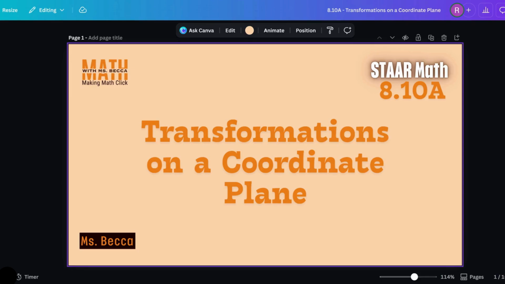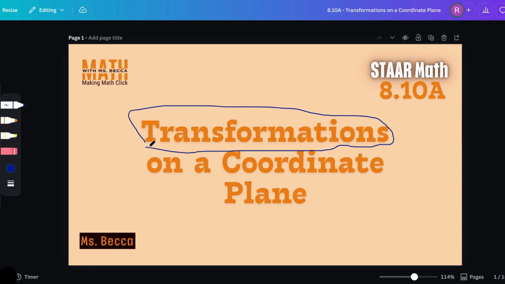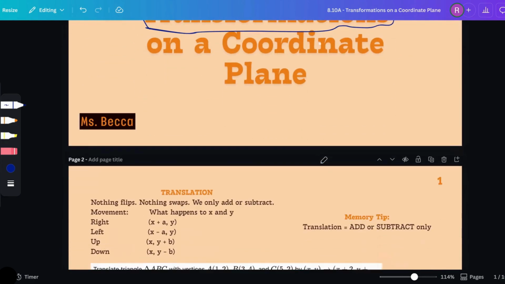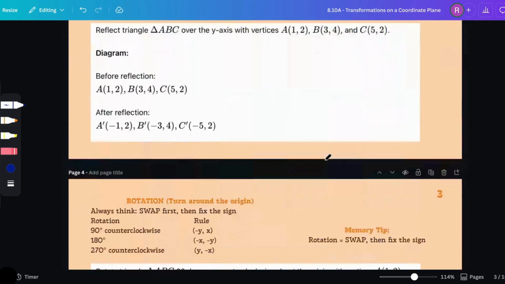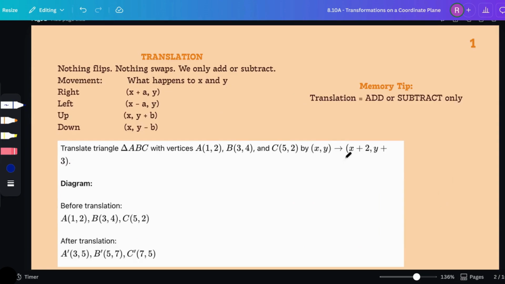Let's solve some STAAR grade 8 math questions on transformations on a coordinate plane. But before we solve the questions, what does transformation on a coordinate plane mean? I would like to explain it like this. Transformation on a coordinate plane can be in four different forms. We have translation, reflection, dilation, and then rotation. So now let's take it one after the other.